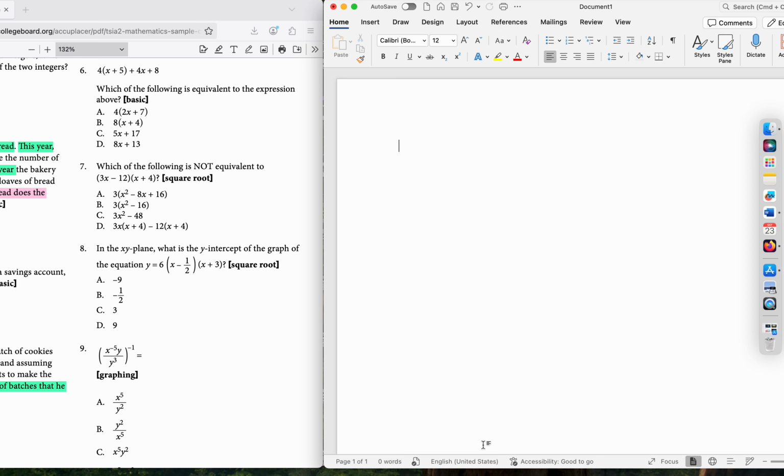Let's take a look at number 6. Number 6 is asking us to evaluate the expression by using algebra. So we have 4 times x plus 5 plus 4x plus 8. And again, we're using the distributive property, right?